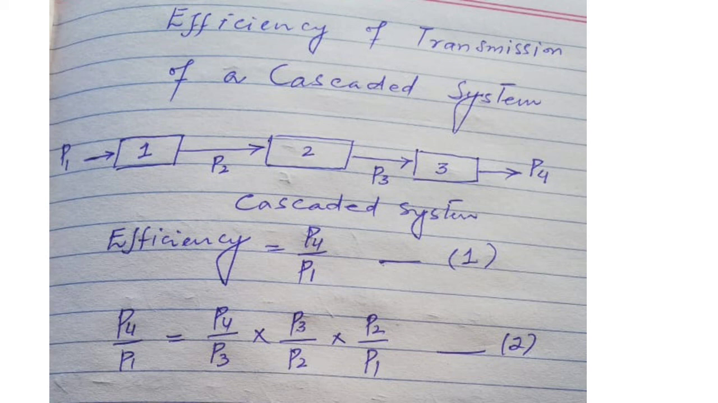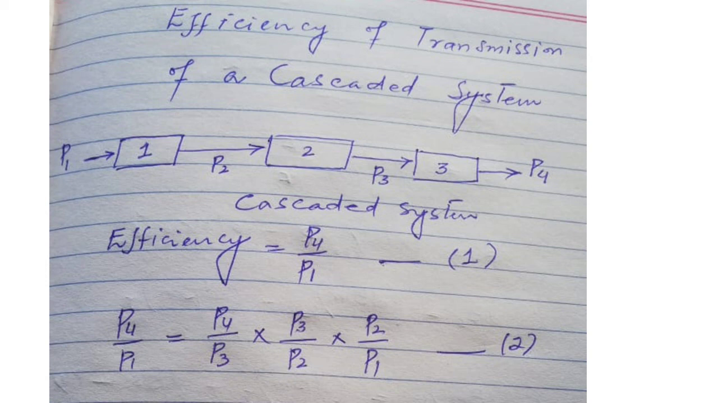Equation number 1 can be calculated with the help of equation number 2 as well. So we can calculate this efficiency with the help of equation number 2. So P4 by P1 will be equal to P4 by P3. And what is P4 by P3? P4 by P3 is the efficiency of block number 3.